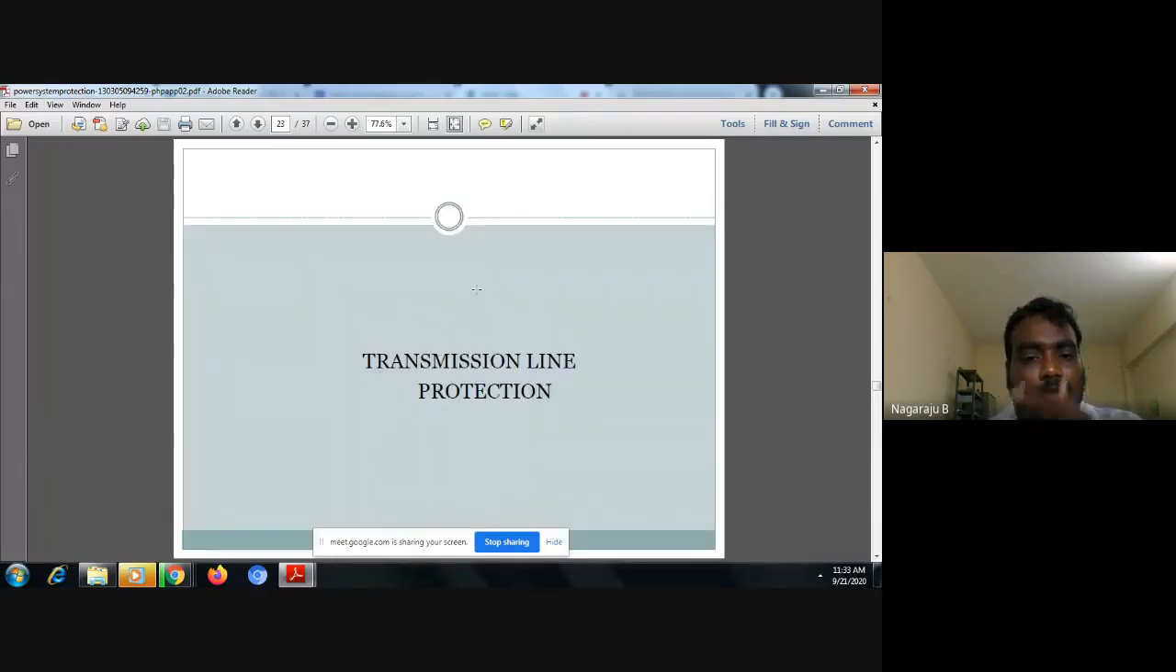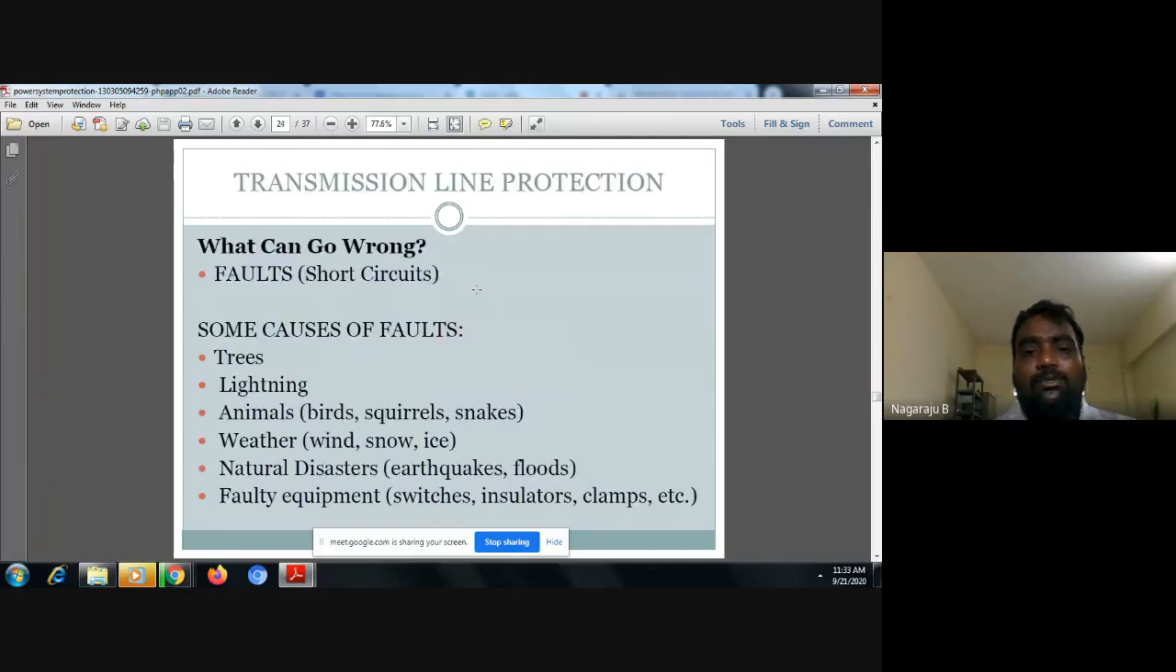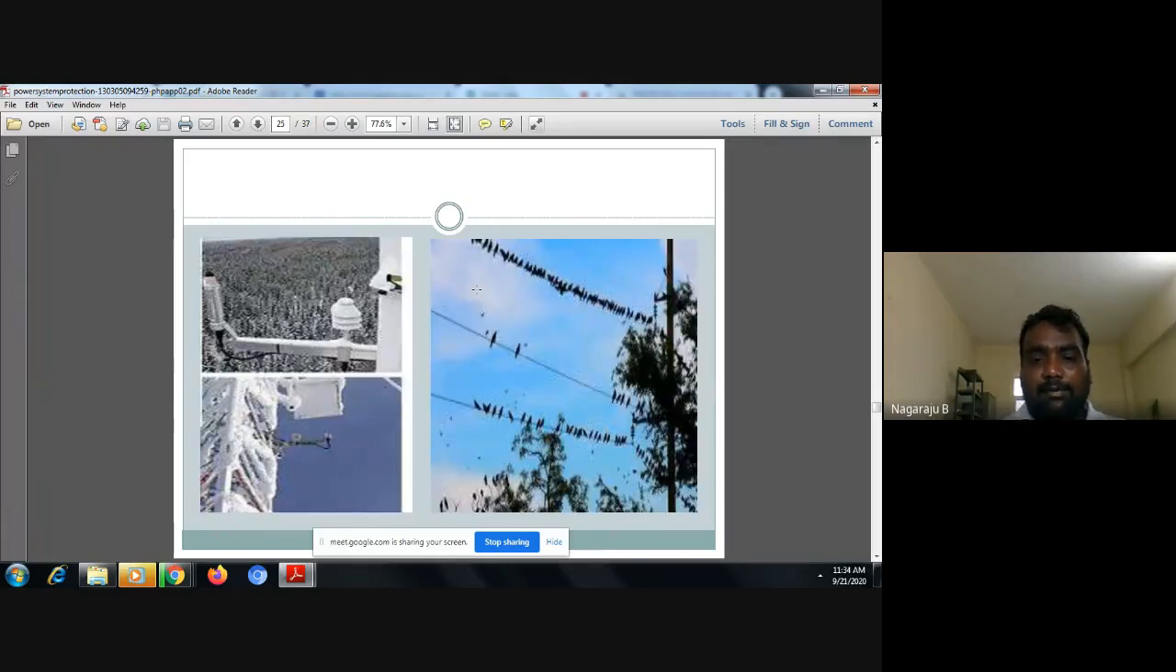On the transmission line protection side, if protection is not there, what you will get are short circuits. The short circuits are caused by lightning, trees, animals, weather, and natural disasters like earthquakes and floods, and faulty equipment. Faulty equipment means switches, insulators, and clamps. Birds are also one type that give short circuit connections.